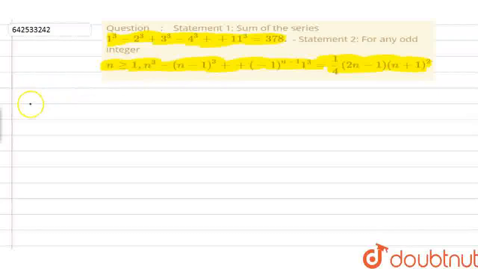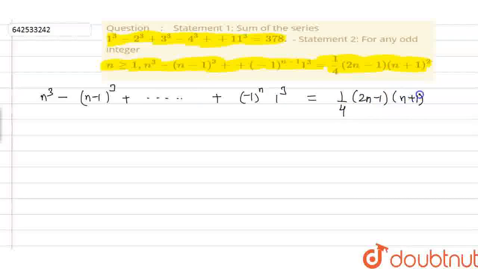So let us write down statement 2, which is n cube minus (n minus 1) whole cube, and this is plus and so on till this is minus 1 to the power n, and this is 1 cube, and that should be equal to 1 upon 4 into (2n minus 1) into (n plus 1) whole square. We have to just figure out whether it is true or false, right? So in the next step, if we write the value of this expression in the form of numerals, that can be equal to 1 cube minus 2 cube plus 3 cube minus 4 cube, and this should continue till n cube, right?